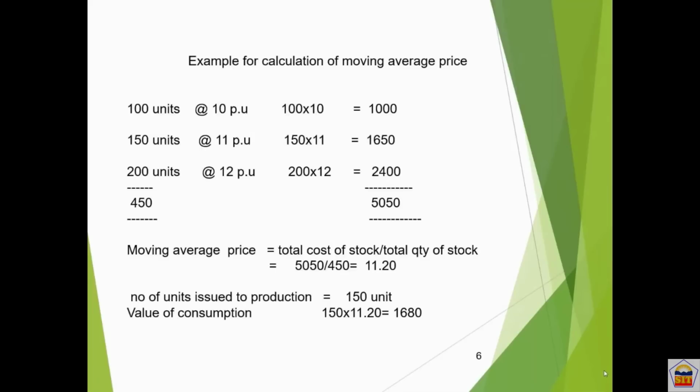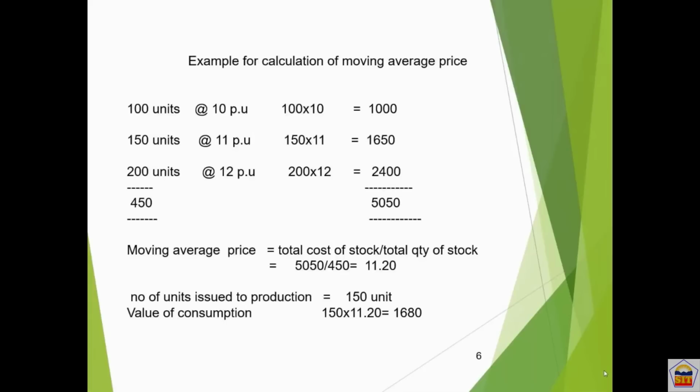Then again, we ordered on the 15th and we procured the material at the rate of 12 per unit. So 200 units cost us 2400. Now, whatever sum we have will be divided by the total number of units we have procured for this material, and that will become our moving average price. So moving average price is equal to sum divided by the total quantity.